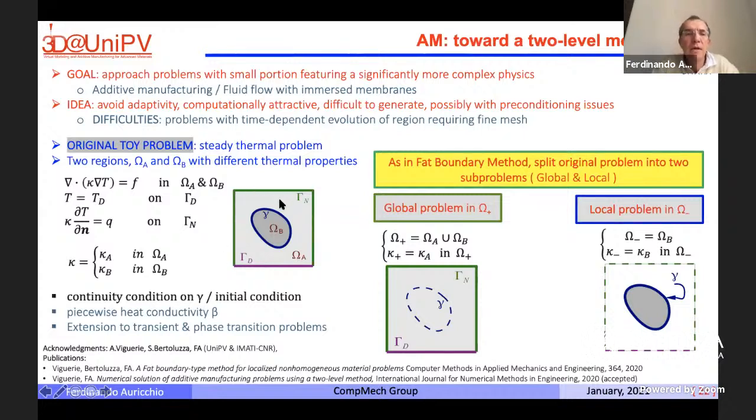And we want to solve the thermal problem in A and B with the standard boundary conditions, the coupling boundary conditions between the two domains. Now, the idea is to transform this problem into a global problem and a local problem. The global problem is defined on the whole domain, which means that I don't see the inclusion. And a local problem in which I see only the inclusion.